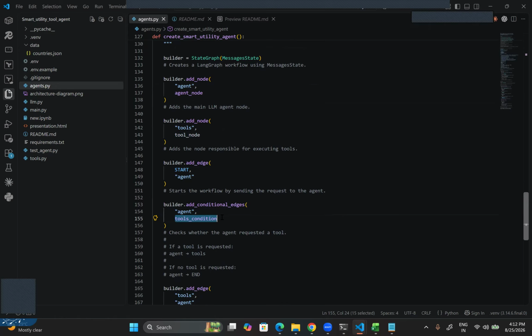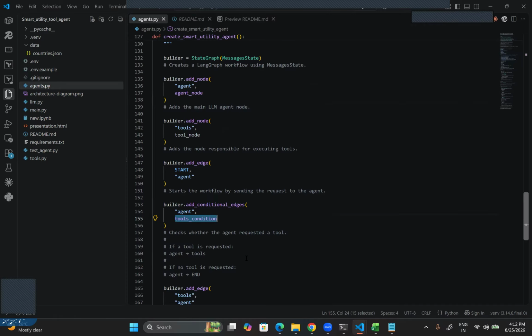Okay, I explained that part. And after the tool runs, the edge sends control back to the agent. Okay, not to end. Again, it was in the architecture diagram. So the model always gets the last word over here. I hope you're getting what I'm trying to say.